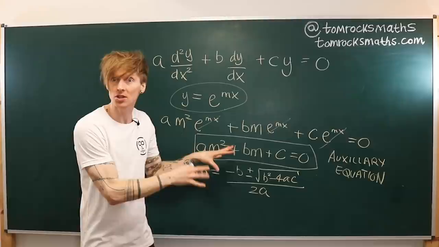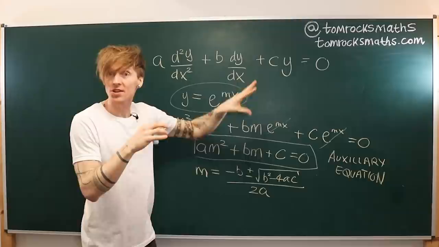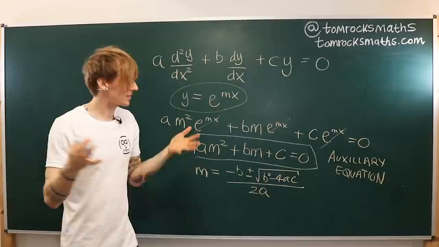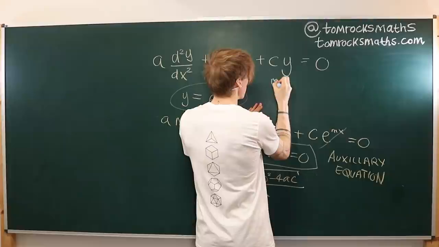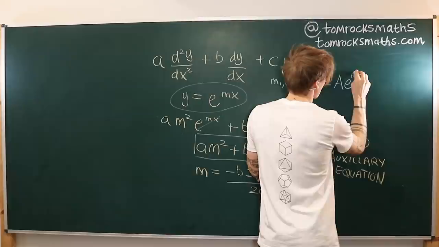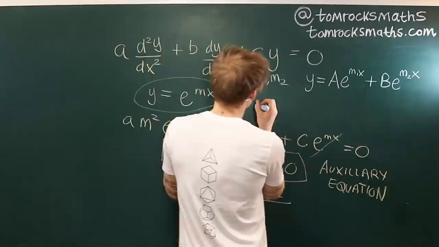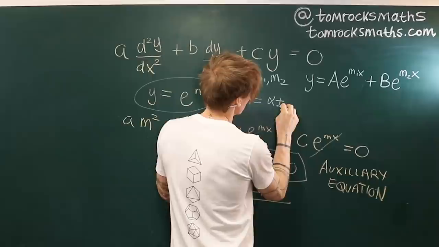And depending on what values we get, we just take those solutions for m, plug them into our ansatz, as it's called, our suggested form of the solution here, and that tells us what the solution to the original differential equation must be. So for example, if we have two real roots, m1 and m2, then our solution is a combination of those two roots. So it's y equals a e to the m1x plus b e to the m2x.